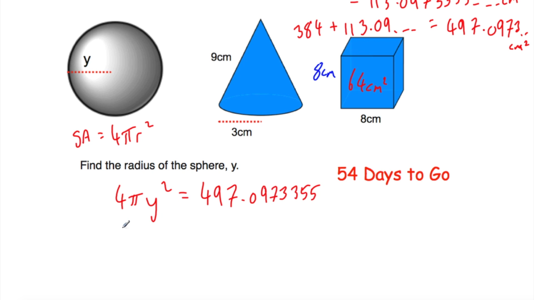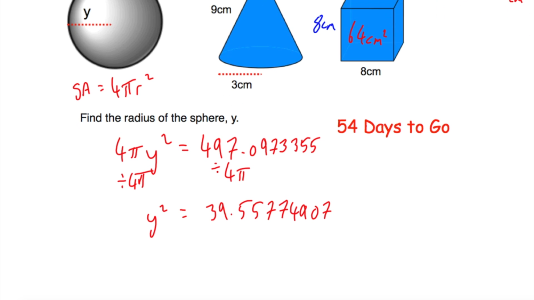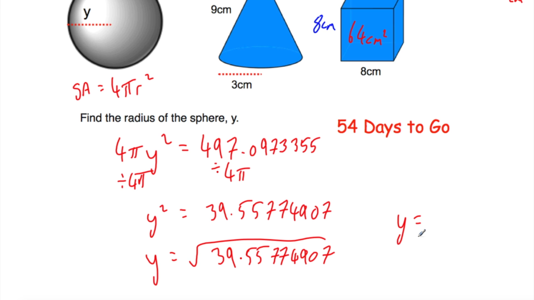So let's divide both sides by 4 pi. The left hand side would be y squared, and the right hand side, if we divide this by 4 pi, typing that into my calculator, is equal to 39.55774907. So that's the radius squared. We want to find the radius, so we're going to square root that. So y is equal to the square root of 39.55774907, which is 6.28949 and so on centimeters.